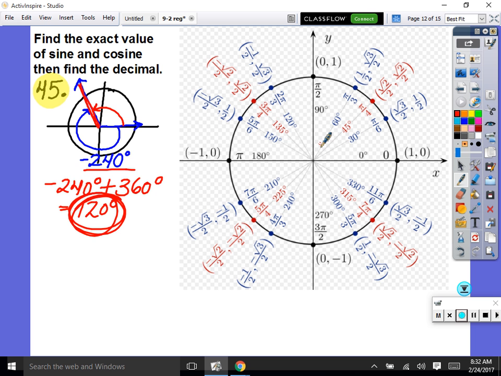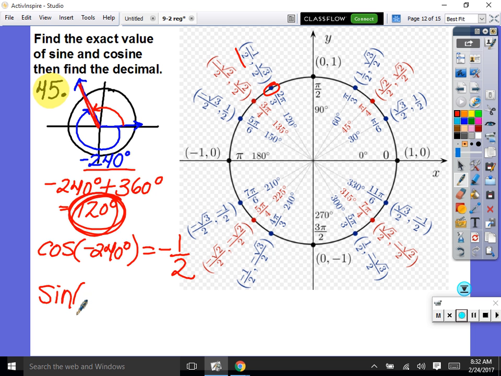Cool. So we are going to write, though, cosine of negative 240 equals cosine of 120. We're looking at this value, so cosine is x, right? So cosine of negative 240 degrees will be negative a half.